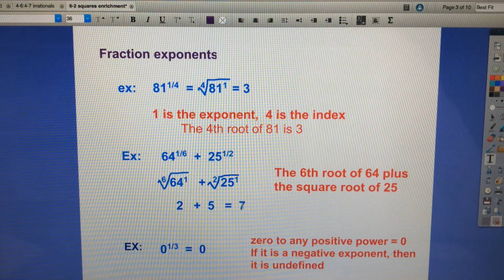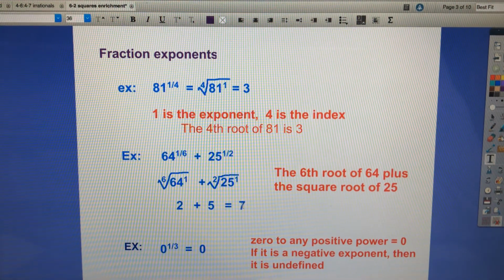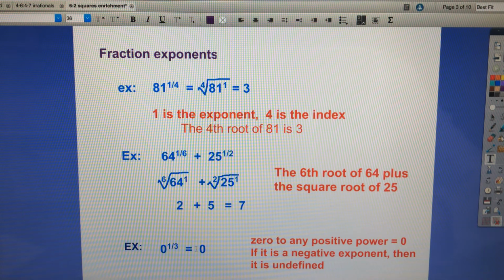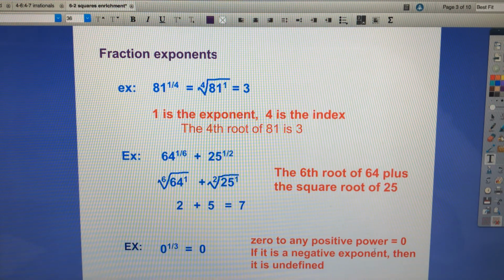You're going to use a calculator for this. That's why I gave you the calculator directions when we just did square roots, your basic square roots. 0 to the 1/3 power, 0 to any positive power is 0. If it was a negative exponent, it would be undefined.